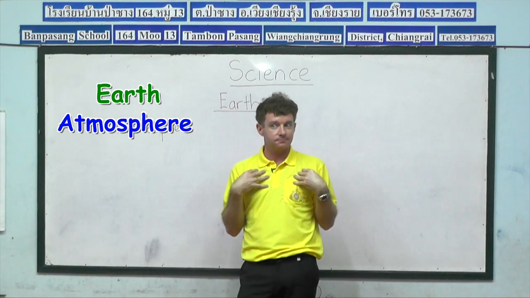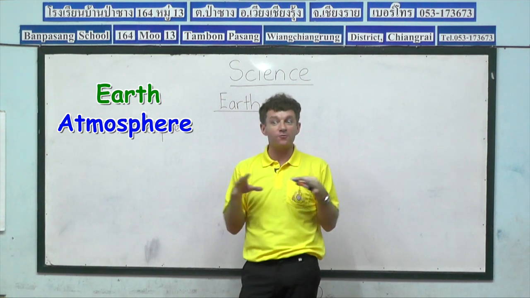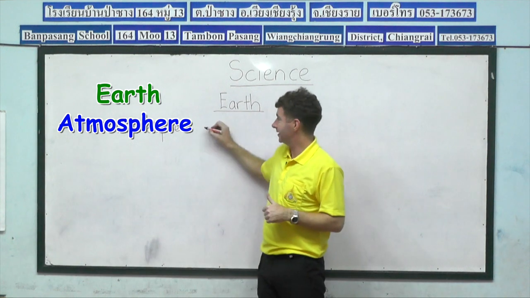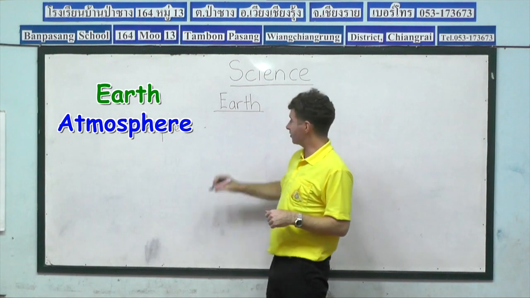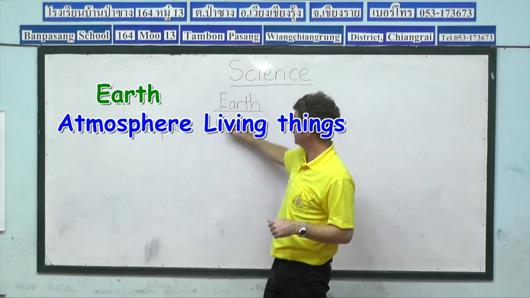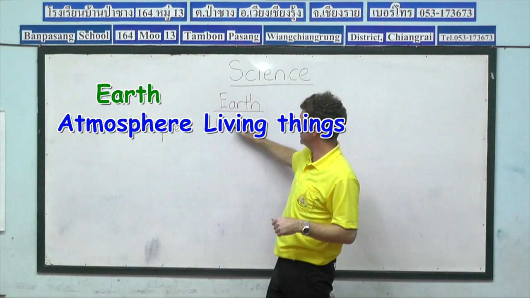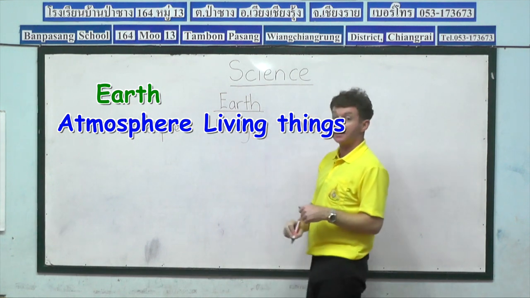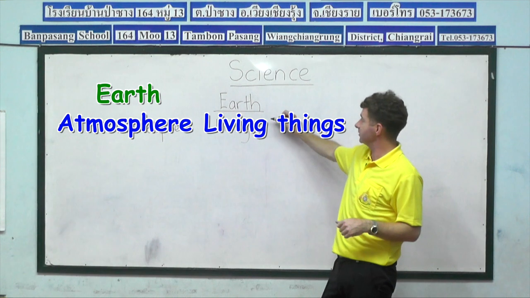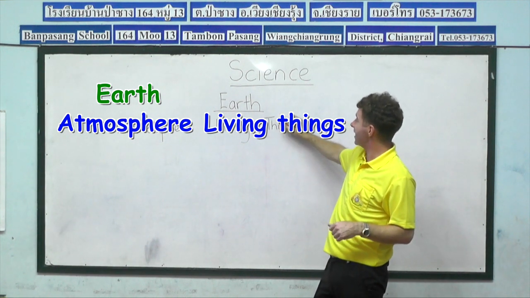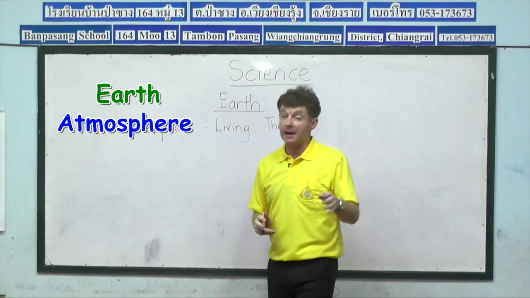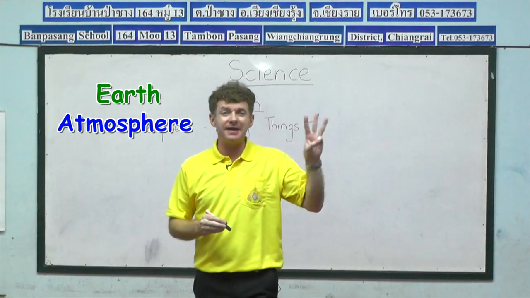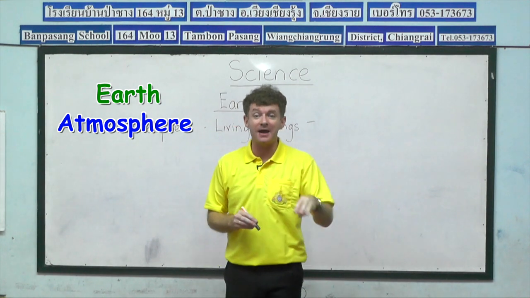Excellent. Now, what sort of things do we have on planet Earth? What are we? People. Humans. What are we an example of? Living things. On planet Earth, we have living things. L-I-V-I-N-G. Living things. T-H-I-N-G-S.